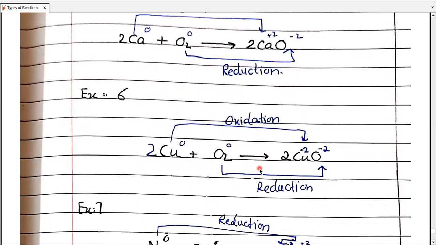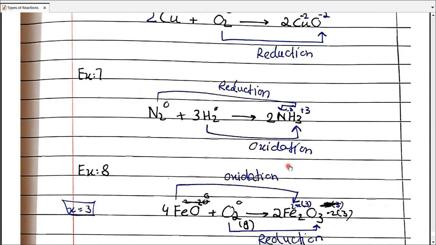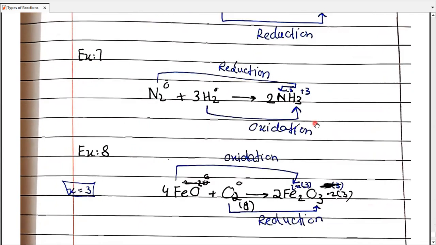Mostly it's oxygen in case of non-metal. So is example 6. But if we talk about example 7, now this one's interesting. Both nitrogen and hydrogen are non-metals. How would we know which one exactly is going to lose electrons and which one is going to gain electrons? Now, this is only going to be right if you calculate the oxidation states.